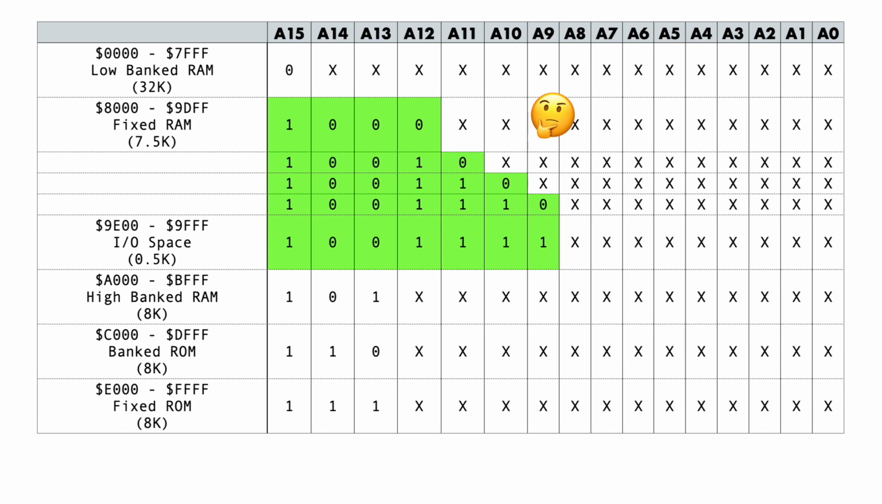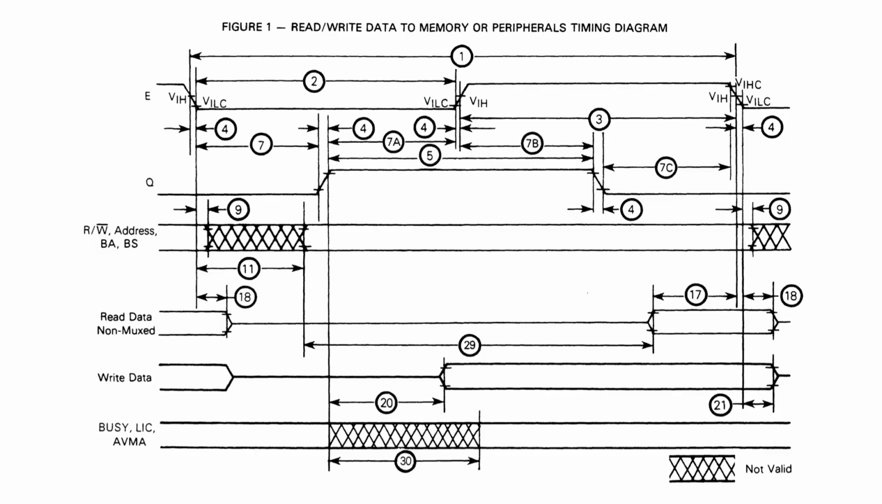The fixed RAM and IO space regions, however, are a little more complicated, and I still have to deal with the individual IO selects that are within the IO space region. Okay, so before I dive into designing the decoder, I want to say a few words about timing.